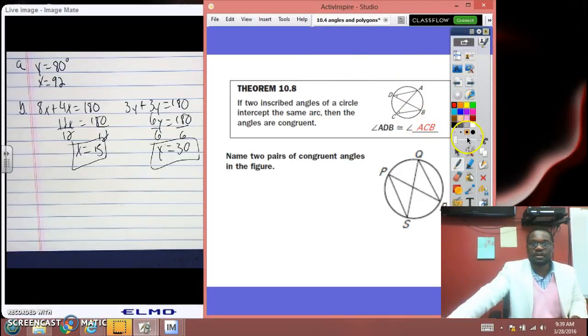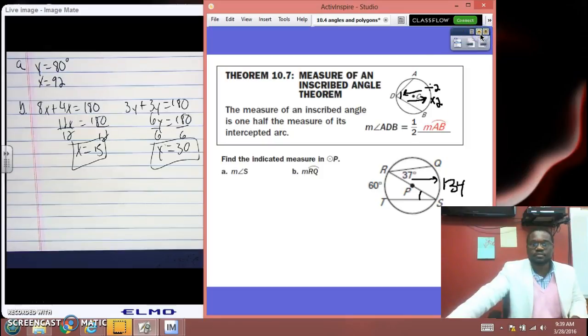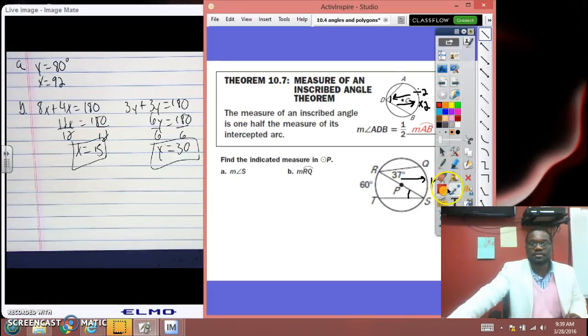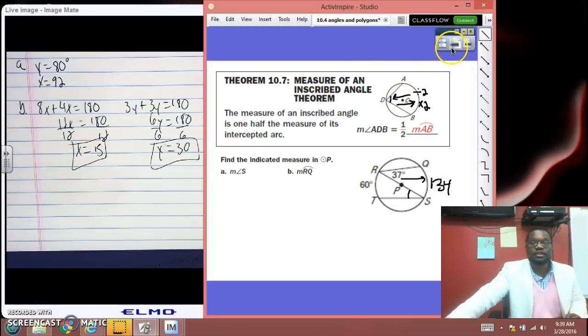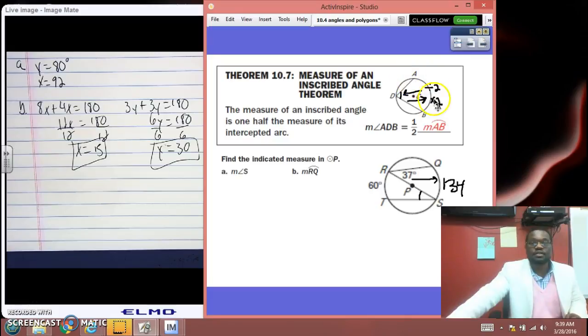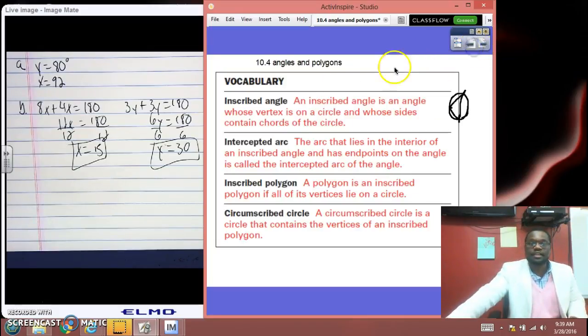Alright, and then we talked about the measure of an inscribed angle. Now, this is different. I just want to make sure we're clear. This is different from if you have a central angle. A central angle is different because it's going to be the same as the arc. So if the angle's vertex is in the center, then it's the same as the arc. But if it's on the circle, then the angle is half of the arc, or the arc is double the angle. Alright? And then you have these definitions here.